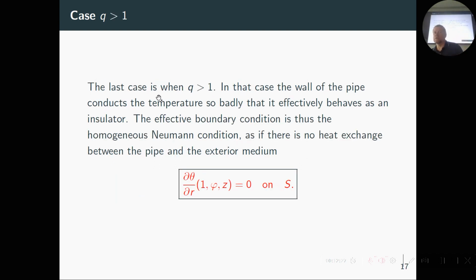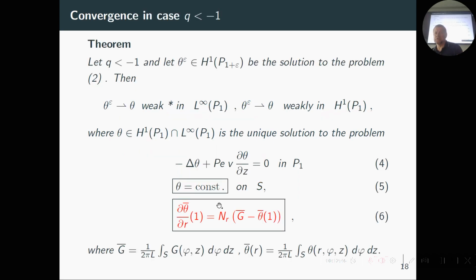So there is no heat exchange, and that's the case when Q is greater than 1. So in that case, you just have that the normal derivative on the boundary is 0, meaning that there is no exchange between the pipe and the exterior medium. That's also what we expected. So what we did not expect are those previous models.